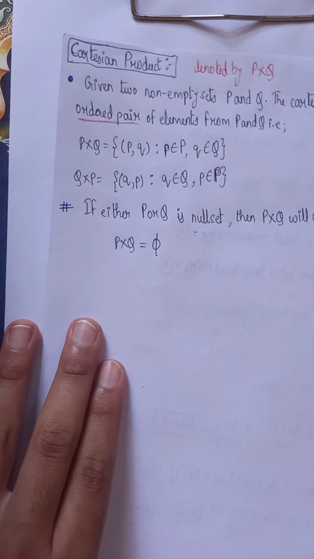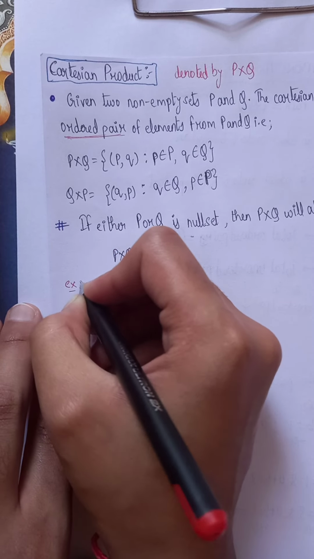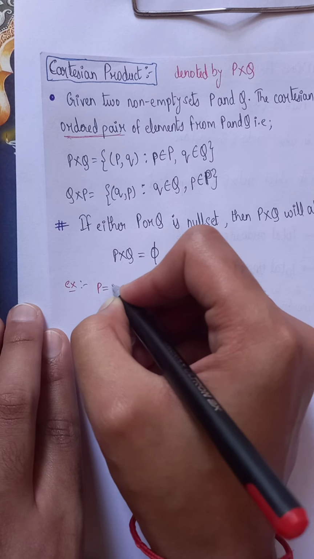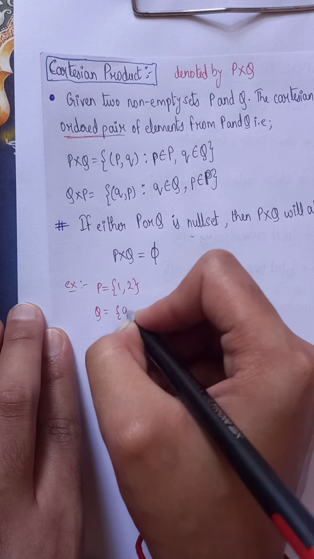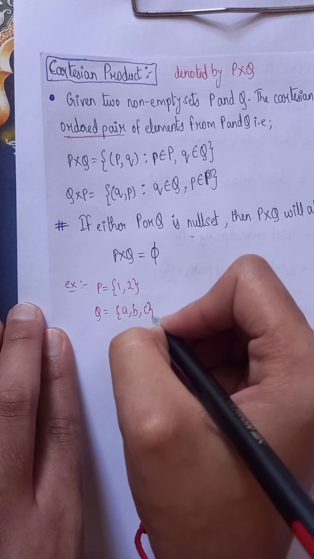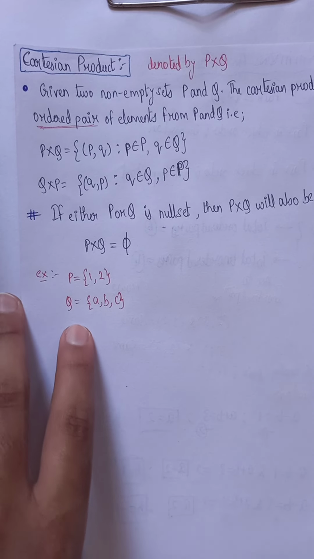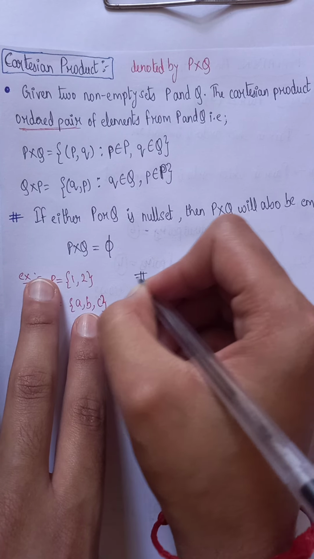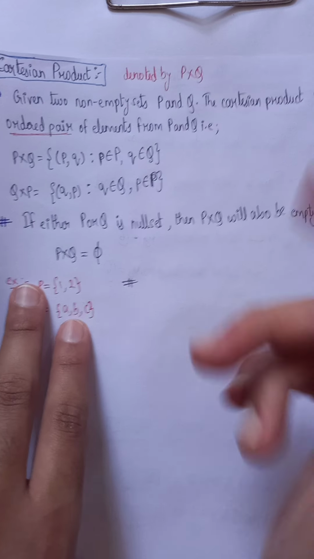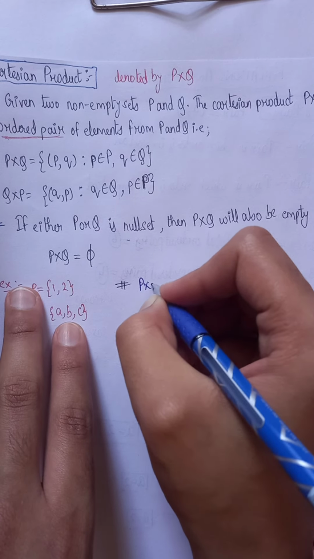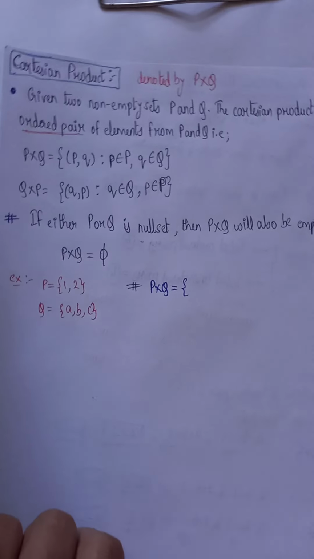Okay, so now let's do an example. Suppose capital P is {1, 2} and Q is {a, b, c}. These are the elements under set P and set Q respectively. Okay, so first let's calculate P cross Q.